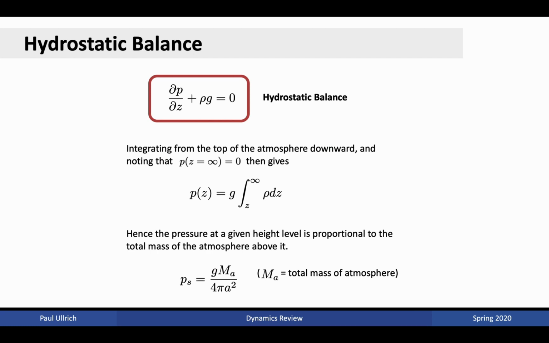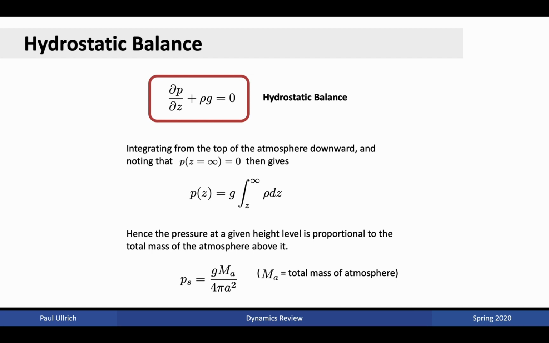We can also further manipulate this hydrostatic balance equation by integrating it from the top of the atmosphere downwards, noting that the pressure, as z goes to infinity, is equal to zero. Taking this integral then gives us an equation for the surface pressure, because we can use the fundamental theorem of calculus in order to replace this derivative with the value of the pressure at the two endpoints of the integral.